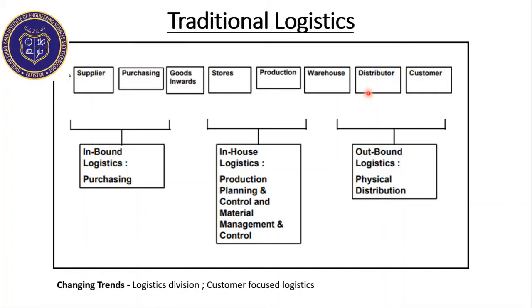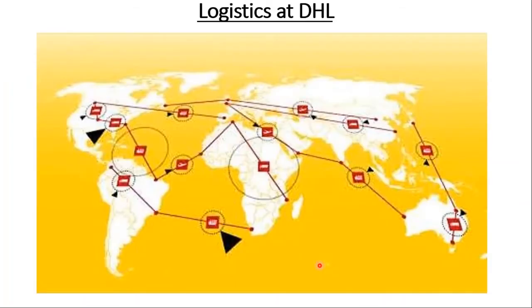But what is happening? Suppose this is a distributor somewhere in Islamabad, and you have a customer somewhere up in the north, say a customer in Topi or GIK, and the distributor is based in Islamabad. So he needs to travel all the way from Islamabad to Topi GIK to deliver the order to the customer, right? This is just an example, but this is something that really contributes a large percentage of your logistics cost. Changing trends we'll be discussing in the next slides.